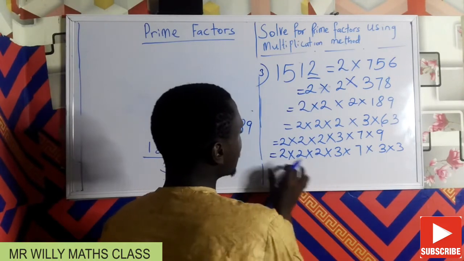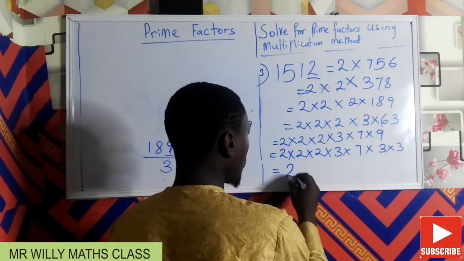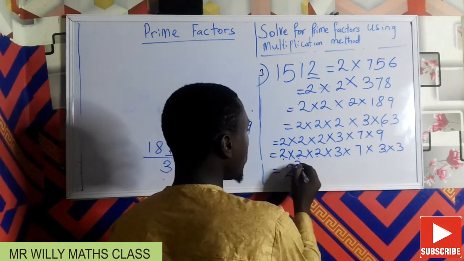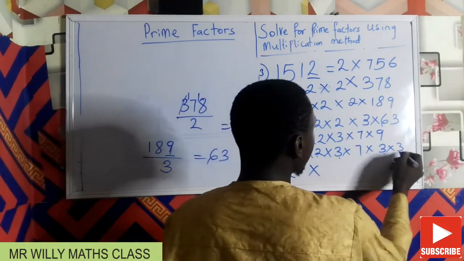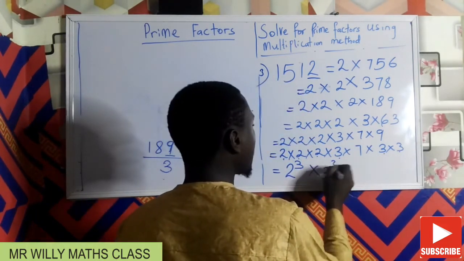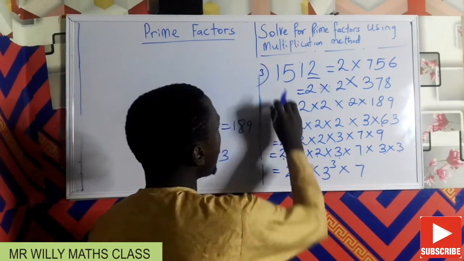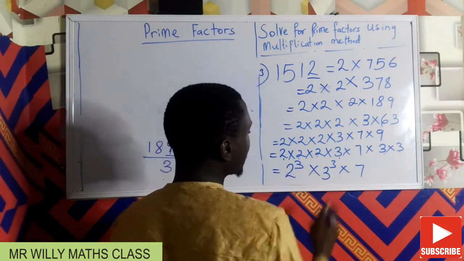But we can still express this product in index form. We are going to start with 2. How many 2s do we have here? We have 1, 2, 3. That will be 2 raised to power 3. Then how many 3s do we have here? We have 1, 2, 3. That will be 3 raised to power 3 times 7. So the product of prime factors for 1512 is 2 raised to power 3 times 3 raised to power 3 times 7.